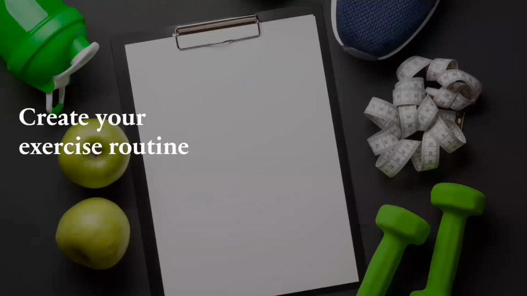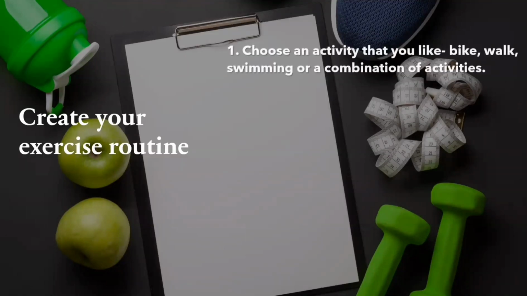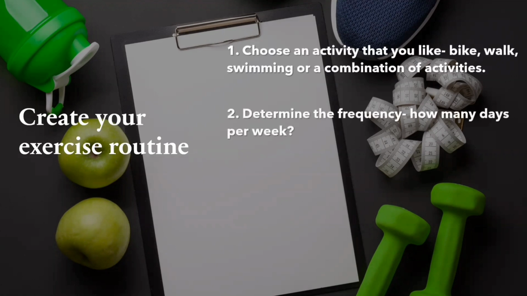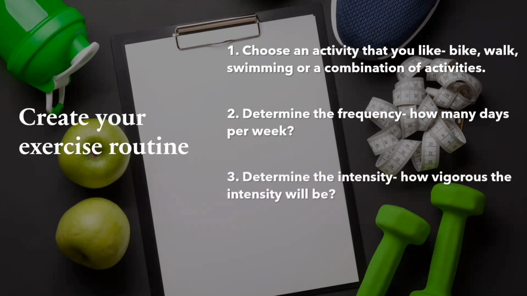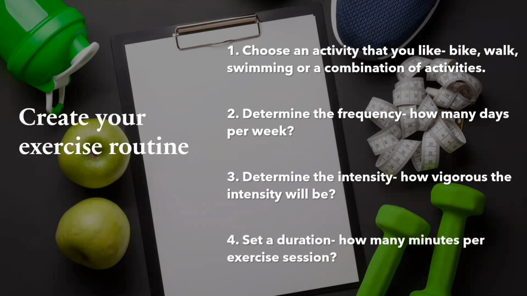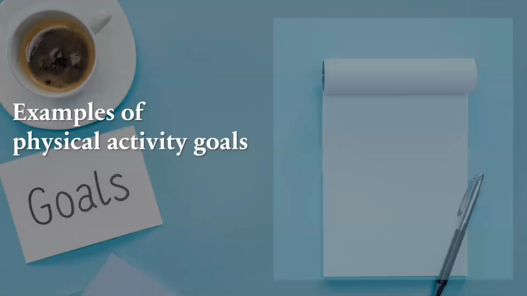Follow these steps to help you create your exercise routine. Number 1. Choose an activity that you like: biking, walking, swimming, or a combination of activities. Number 2. Determine the frequency: how many days per week. Number 3. Determine the intensity: how vigorous the activity will be. Number 4. Set a duration: how many minutes per exercise session.